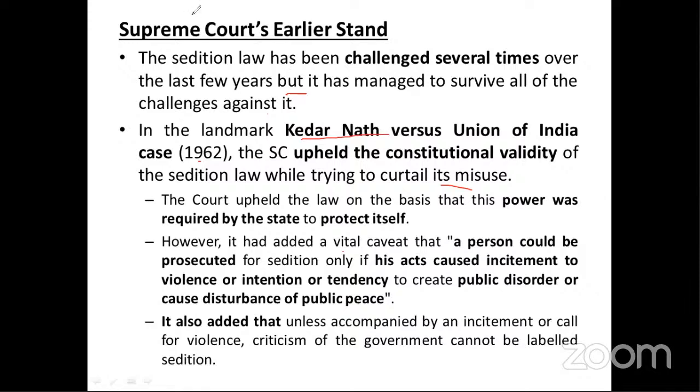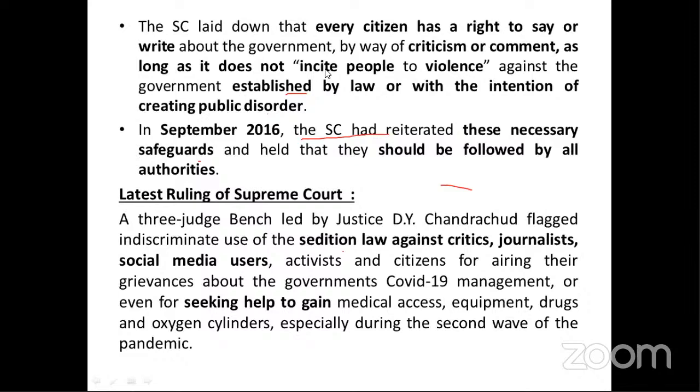This is the case. That is why a retired general said it has a chilling effect that completely violates your fundamental right. The Supreme Court laid down that every citizen has the right to say or write about the government by way of criticism or comment, as long as it does not incite people to violence against the government established by law or carry the intention of creating public disorder. This is the right given to each and every citizen of India. They have a right to criticize the government, but the criticism should not incite people to violence.